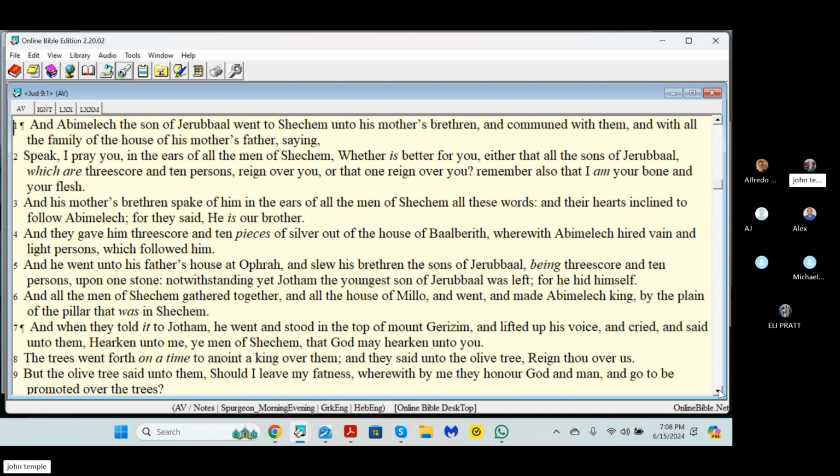And his mother's brethren spake it to him in the ears of all the men of Shechem, all these words, and their hearts inclined to follow Abimelech. For they said, he is our brother. All right, big deal. And they gave him 70 pieces of silver out of the house of Beer Berith, wherewith Abimelech hired vain and light persons which followed him. So he's got all these evil people hanging out with him.